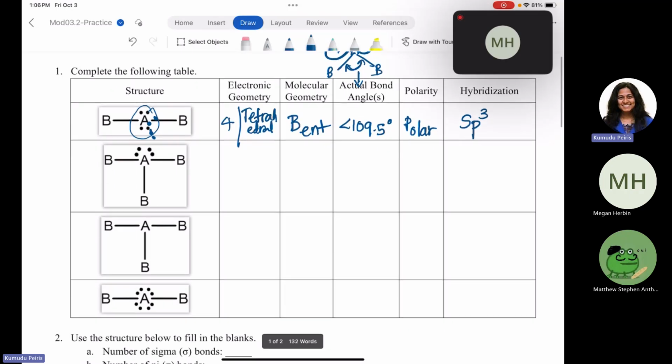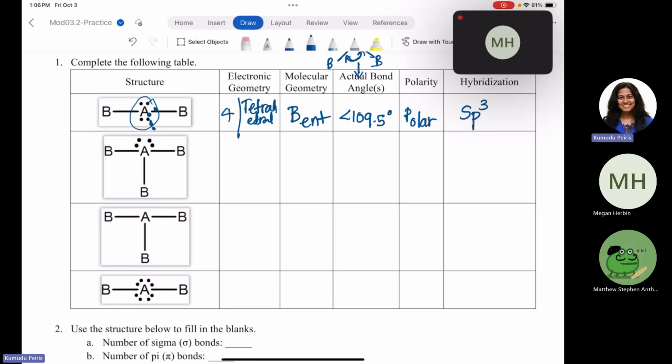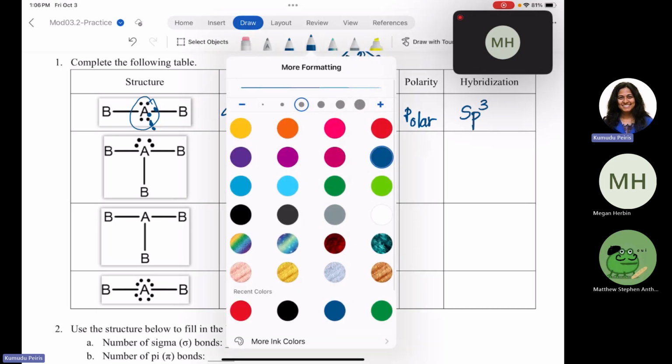Any questions? Right, we'll move to the next one. Let me take another color.